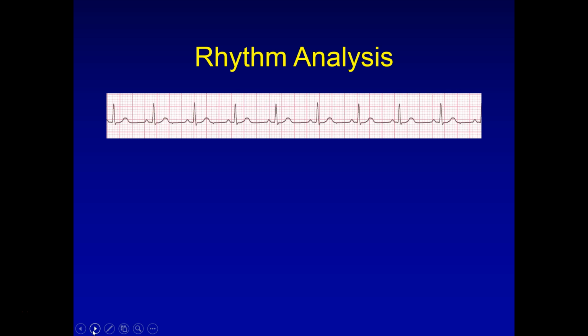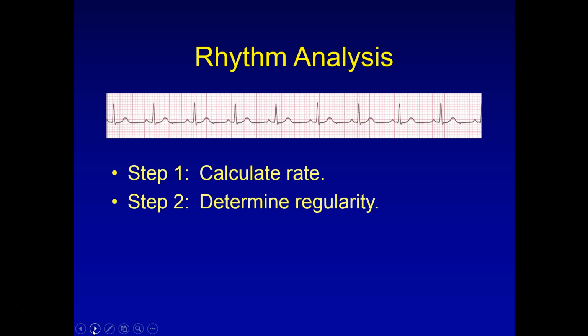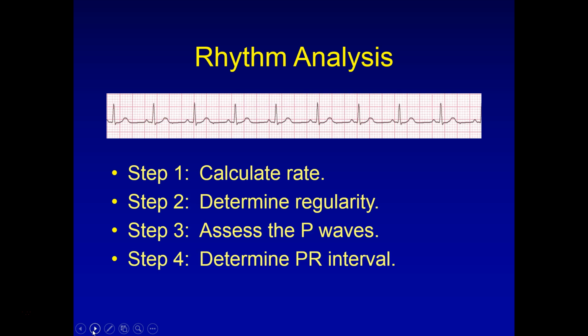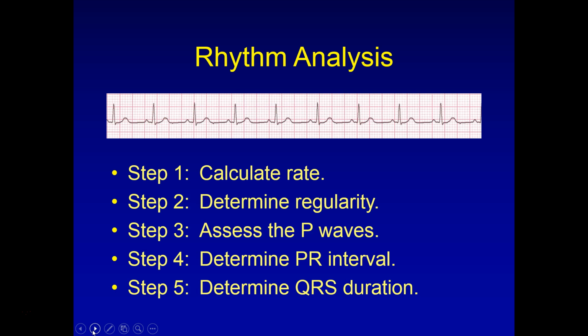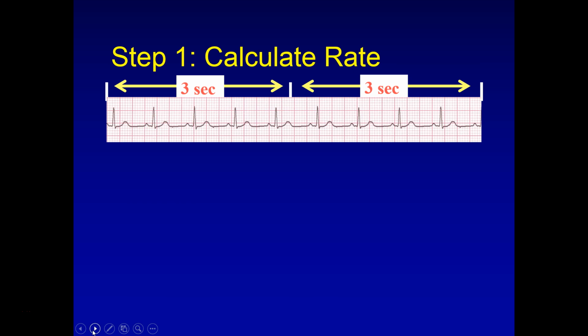Okay, we're going to talk about rhythm analysis. And we're going to do this systematically. And if you follow these steps each and every time you start to analyze a rhythm, you won't go wrong. So step number one is calculate the rate. Step number two is we're going to determine the regularity of the rhythm. We're going to assess for P waves, and we're going to determine the PR interval. And we're also going to look at the duration of the QRS complex. So those are your basic 5 steps every time in that order that you use to analyze a rhythm.